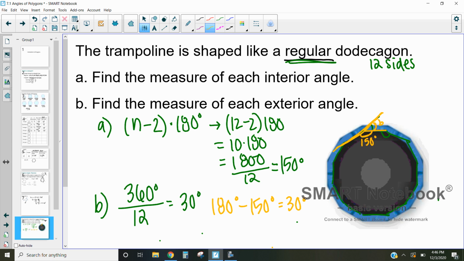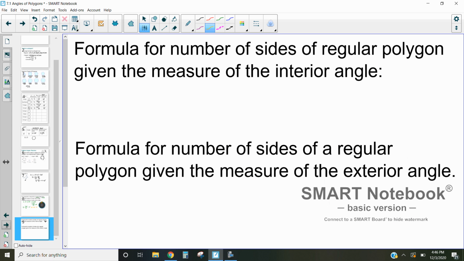Now, the very last thing that I want to do is write a formula that will help us go the other way. So we're going to write two. One is writing a formula for the number of sides of a regular polygon if we're given the measure of the interior angle. So what that means is, say we were given the interior measure of 60, how do I know that it has 3 sides?